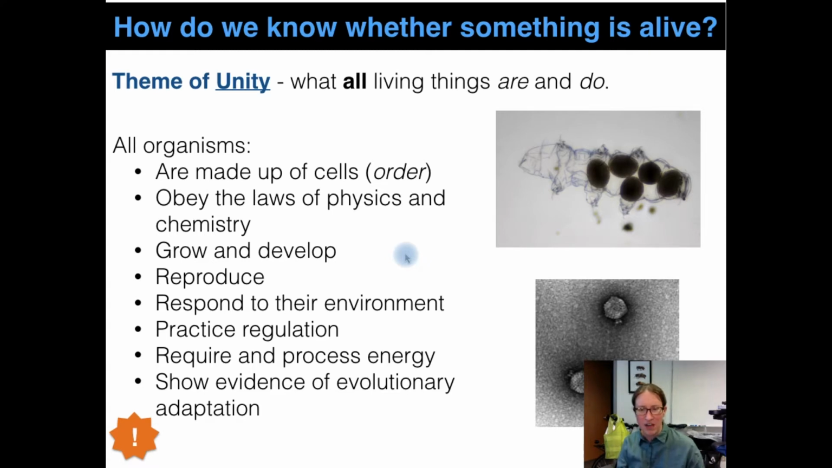theme of unity. For example, one of the reasons why this tardigrade is considered to be alive, but the bacteriophage is not, is because this tardigrade is built out of cells. And this bacteriophage does not share all of the structural elements that make a cell, as we will see. And at the same time, though, we should note that the tardigrade and the bacteriophage do share some of these other properties in common. So for example, they both obey the laws of physics and chemistry.